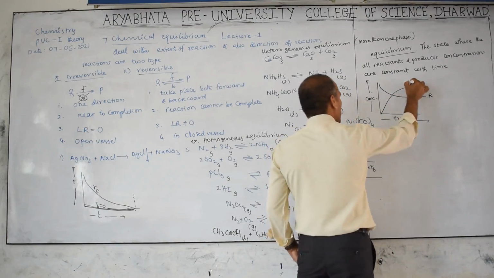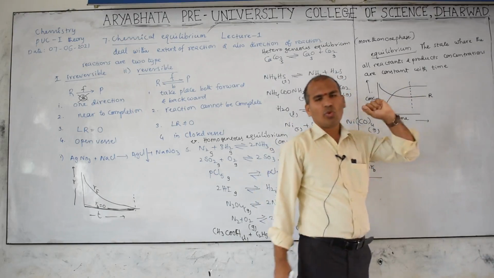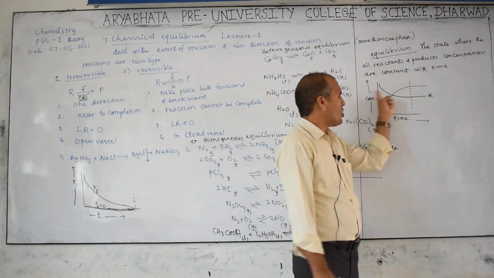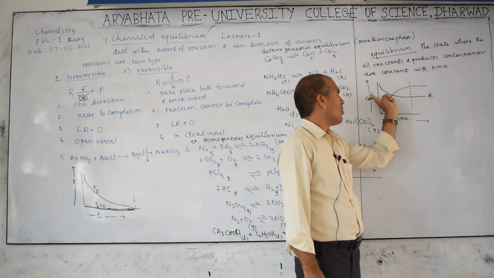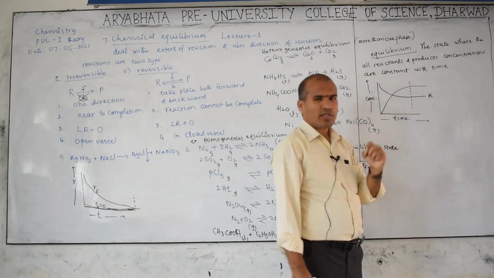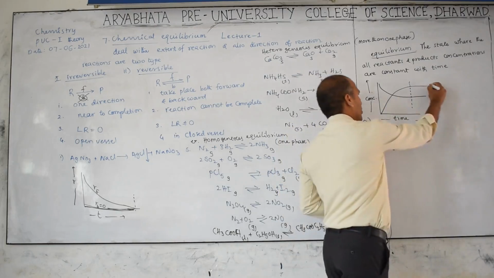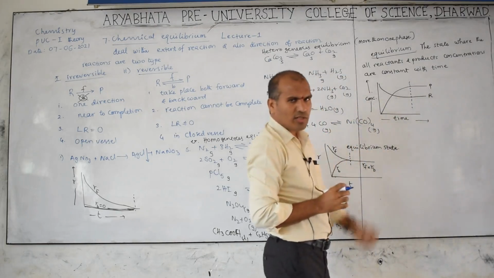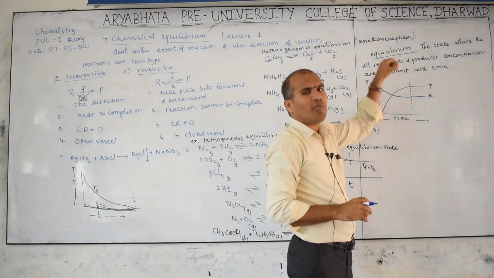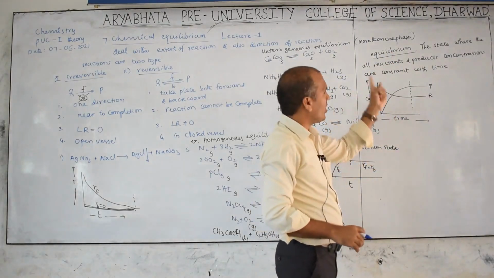Now observe this dotted position. From this position onwards, both lines are parallel, indicating that the concentration is not changing. Observe, at this time also same, at this time also same, for product and for reactant also same. The product concentration is not changing and the reactant concentration is not changing, so we understand that the reaction has reached the equilibrium state or equilibrium position. So this is also one of the graphs for equilibrium.